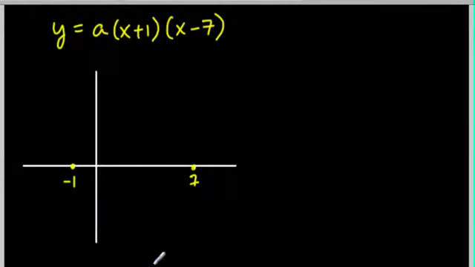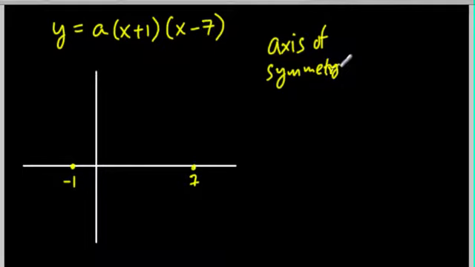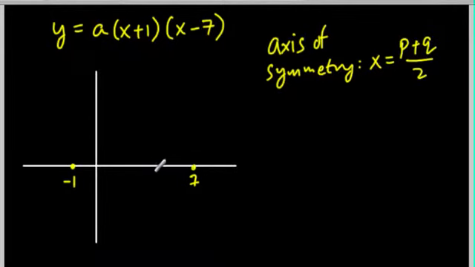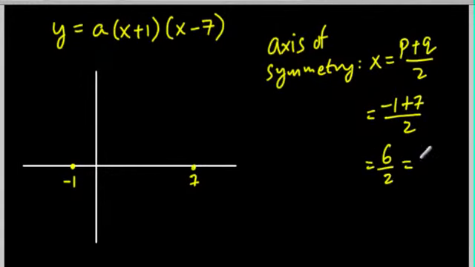And if we want to find the axis of symmetry, remember, x equals (p plus q) divided by 2. And remember, p and q are the x-intercepts. So it's -1 and 7. So it's equal to (-1 plus 7) divided by 2. So it's equal to 6 divided by 2, which is equal to 3. So 3, let's just say, is right here, and we have our axis of symmetry right there.